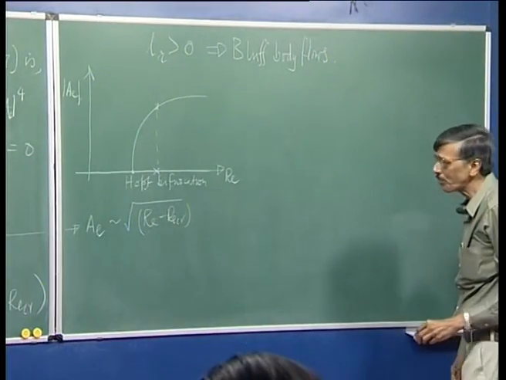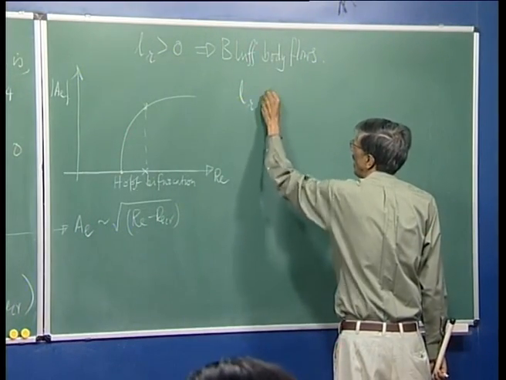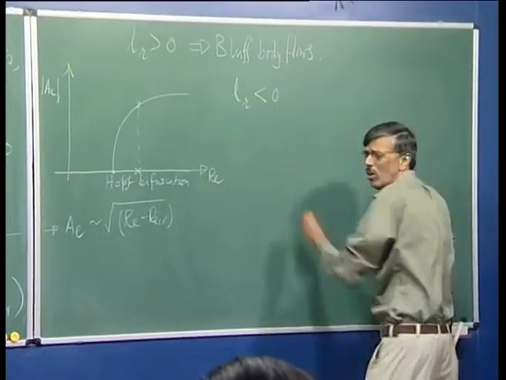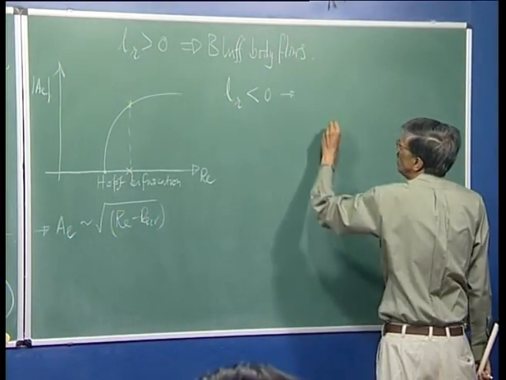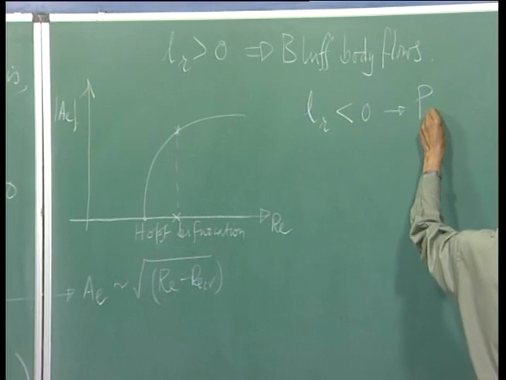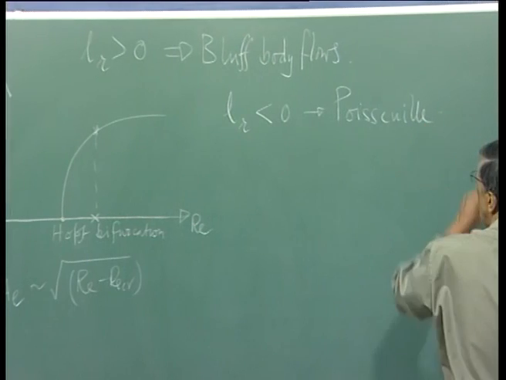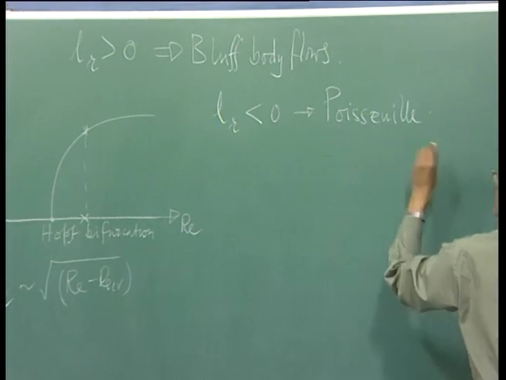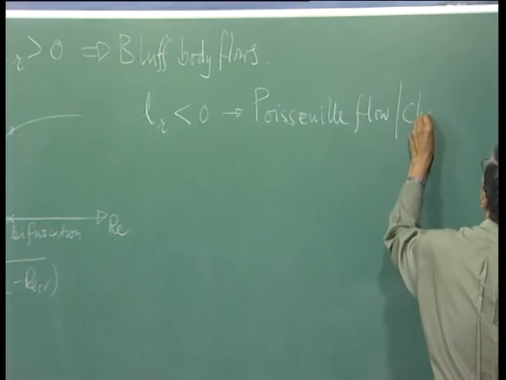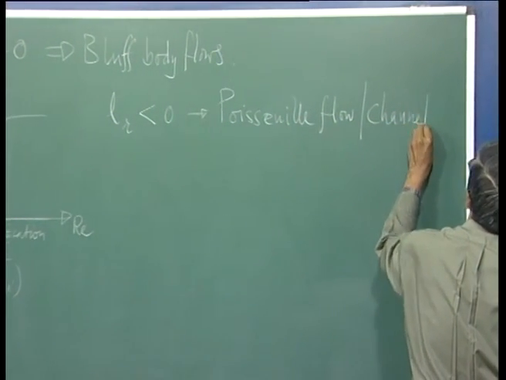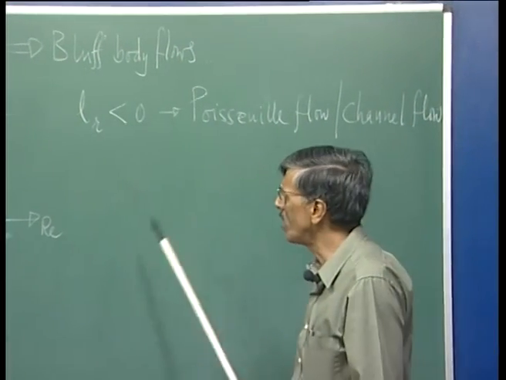Okay. We have similarly a case of LR less than 0. This you actually see in Poisson flow or channel flow. What do you notice here?